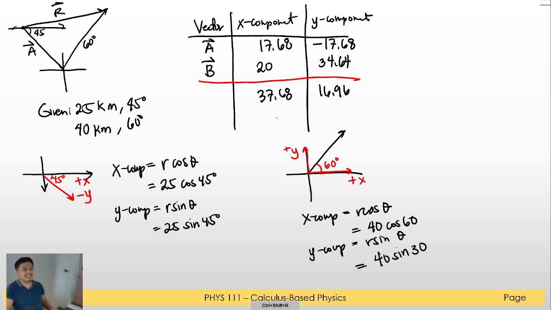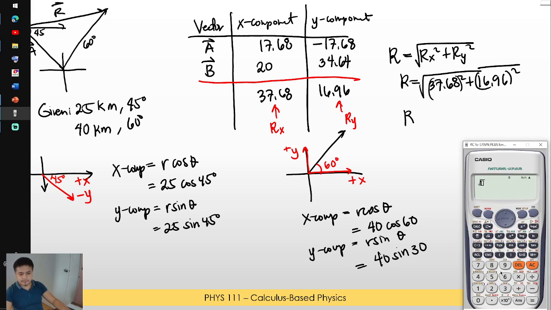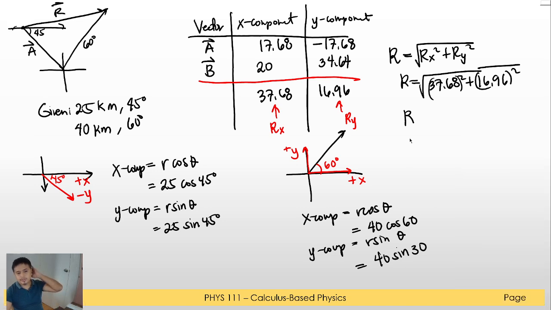Okay, so what does this mean? Basically, this is your component for r sub x, and this is your component r sub y. So to find the length of the resultant vector, that is equal to the square root of rx squared plus ry squared. So r is equal to the square root of 37.68 squared plus 16.96 squared. Okay, so computing this, we have 41.32.